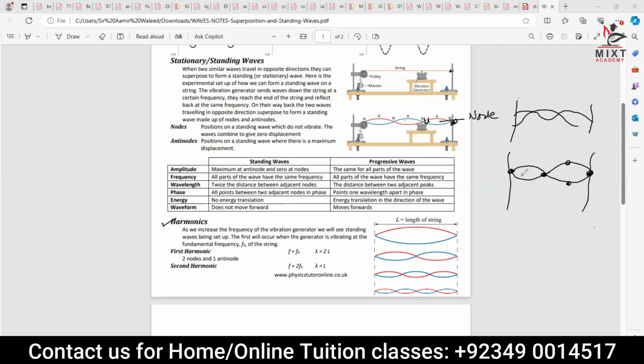Basically, those points where you will have a destructive interference, where one wave which is going forward and the one wave which is coming back both join in such a way that the resultant displacement becomes zero, those points are called nodes. And where they give you a combined effect in such a way that displacement is the maximum, like these points, here you got this point and this point, they are called the antinodes.